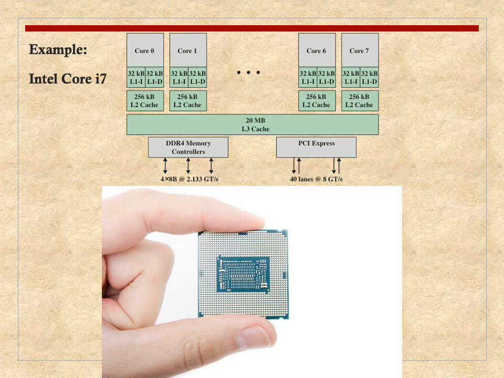The local cache is followed by a shared cache at level 3, and for the communication with external chips, we have the controllers. The DDR controller connects the chip with the main memory, and the PCI controller connects the chip with input and output devices. The photo at the bottom shows an actual Intel i7 chip, and it gives you an idea how small the chip is.